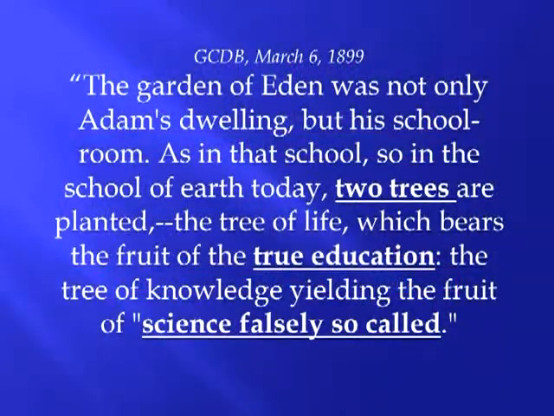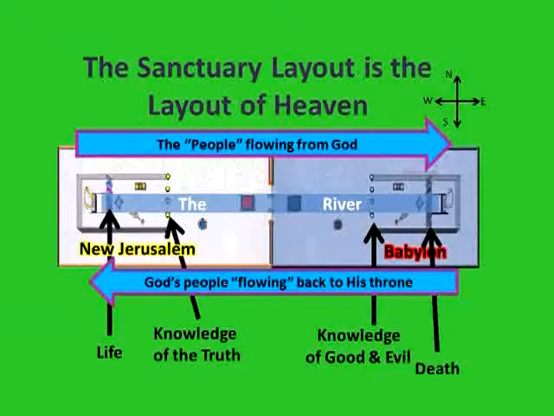The Garden of Eden was not only Adam's dwelling, but his schoolroom. As in the school, so in the school of earth today, two trees are planted. The tree of life, which bears the fruit of true education, and the tree of knowledge, yielding the fruit of science, falsely so called. So in that picture, here you've got the true education. You've got the truth, the first gate.